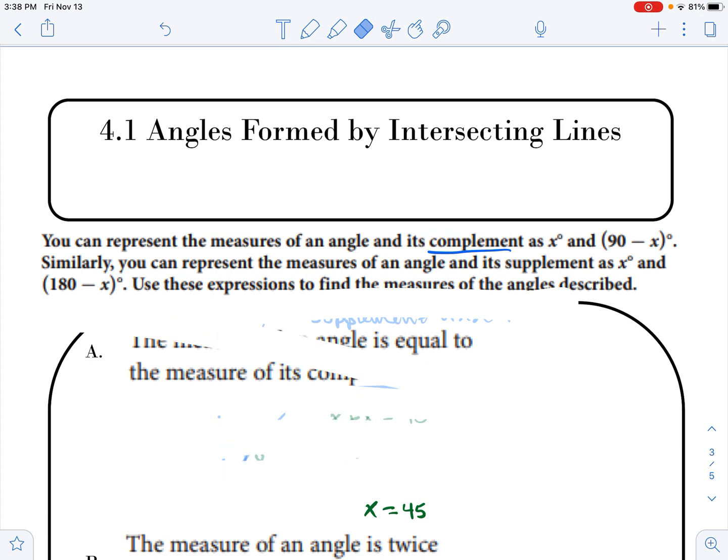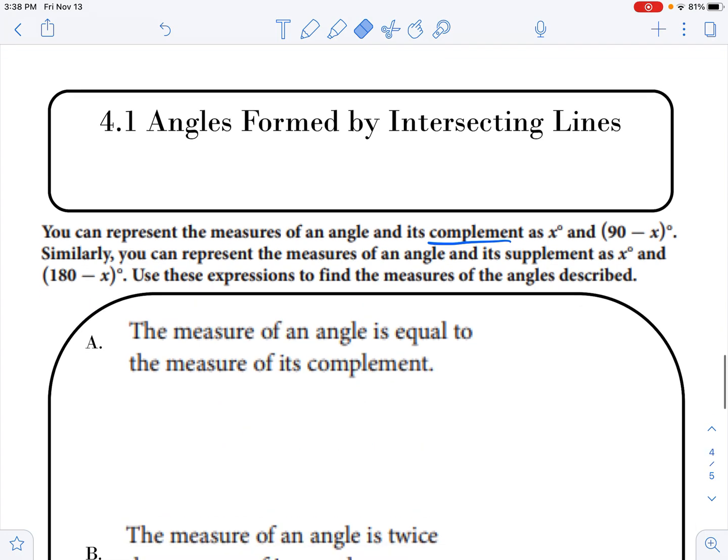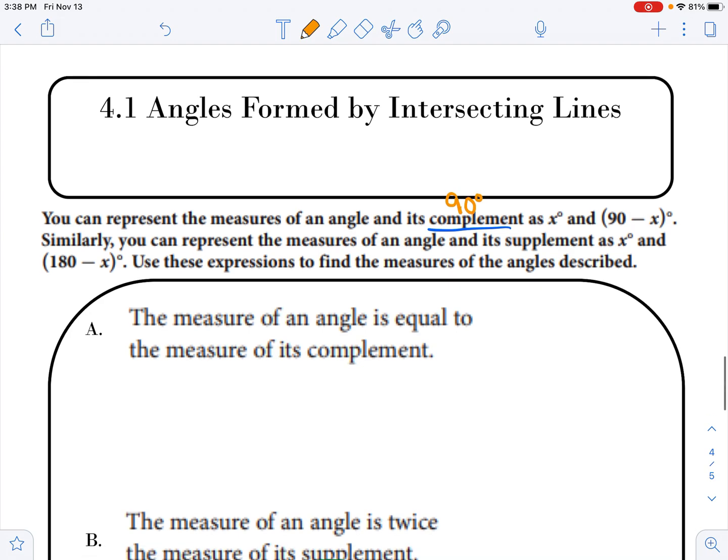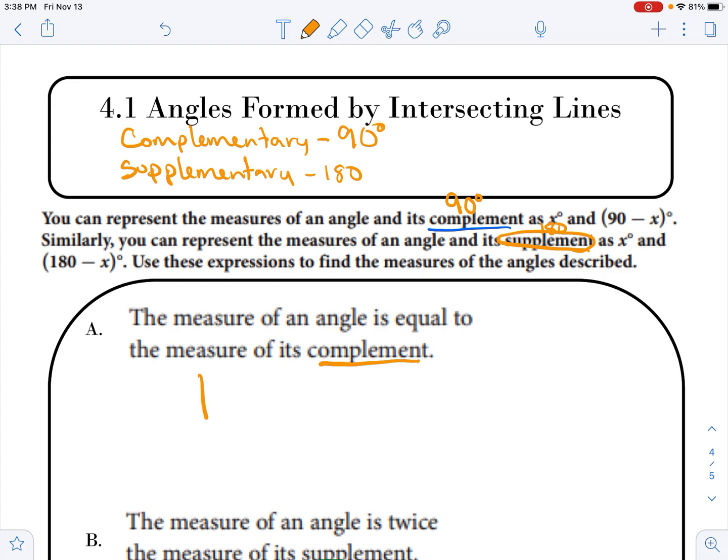So next we go through supplementary and complementary. Complementary angles add to 90 degrees. Supplementary angles, right there, these add to 180. So again, complementary angles add to 90 degrees. Supplementary angles equal 180. So when they come here, the measure of an angle is equal to the measure of its complement. Complement means we are working with a 90-degree angle.